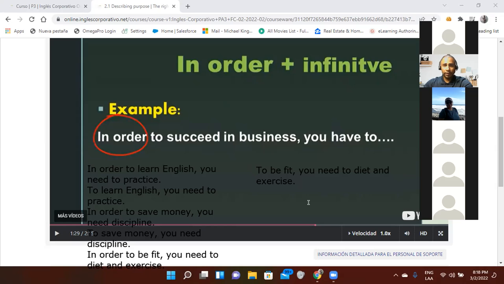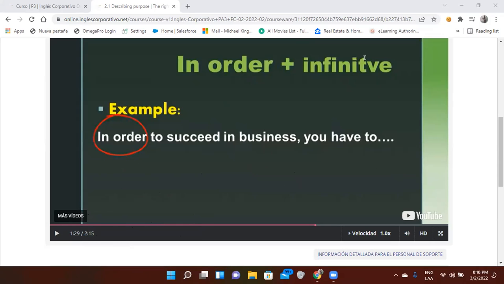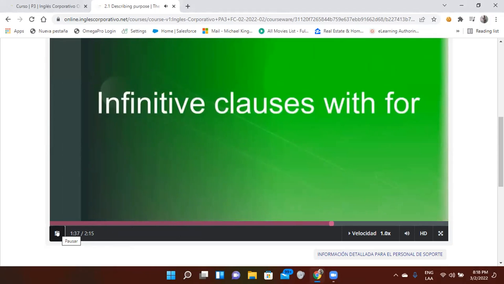Do you understand? Yes, teacher. Do you have any questions? No, it's the same meaning, right? Correct, it's the same meaning. Okay. If we omit it, the structure stays the same. So it's optional. The other way to describe purpose is by using infinitive clause with for.